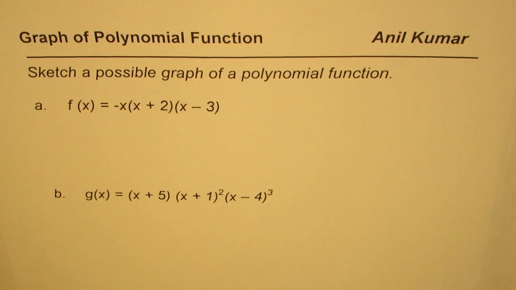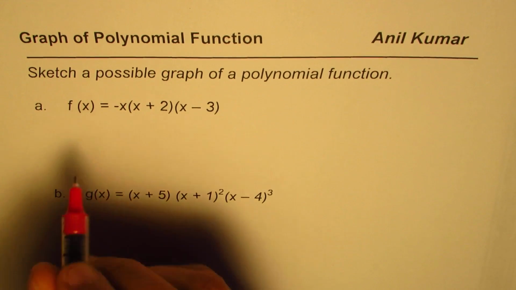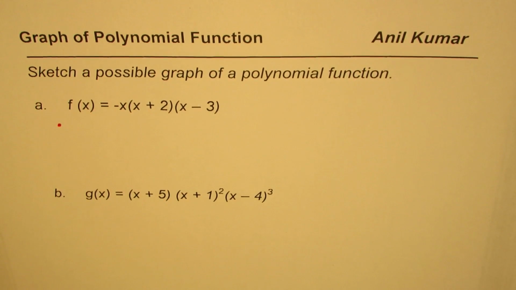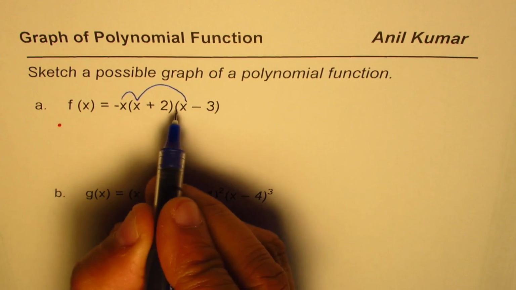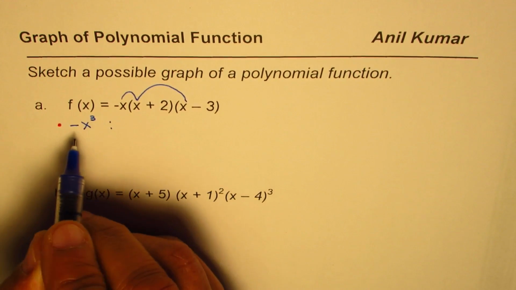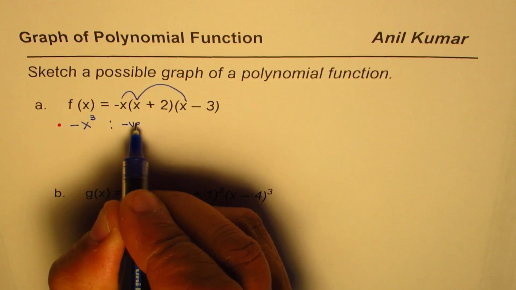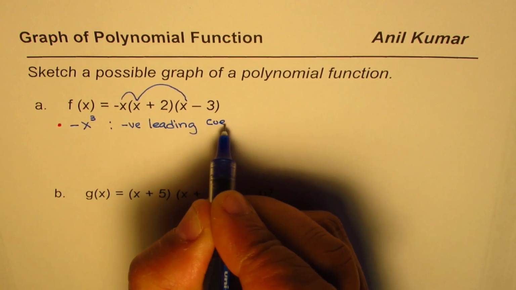Now here, the two examples are excellent examples to understand the whole concept. We'll cover almost all the techniques required to sketch a polynomial from the factored form of an equation. f(x) equals minus, that negative gives us a negative leading coefficient. If I multiply these x's, what do I get? I get minus x cubed. Do you see that? So that means we have a negative leading coefficient.